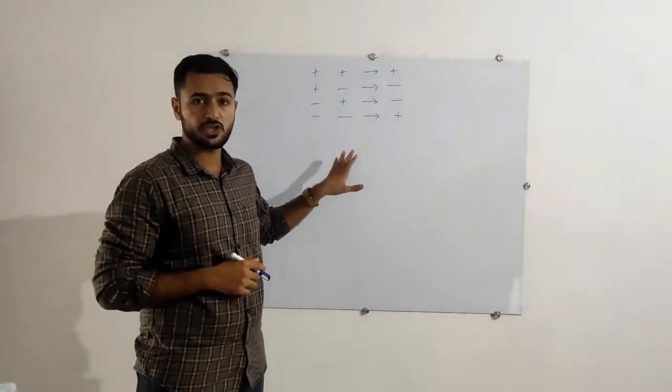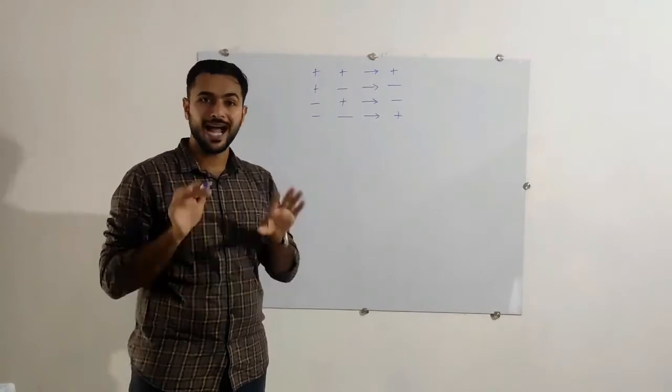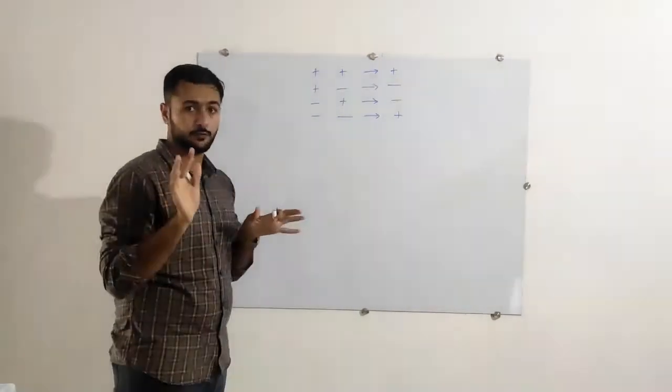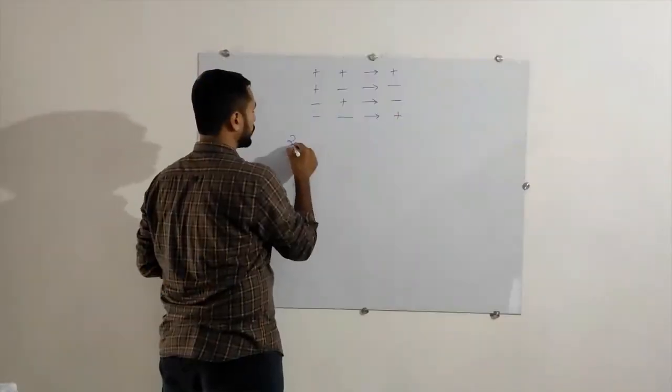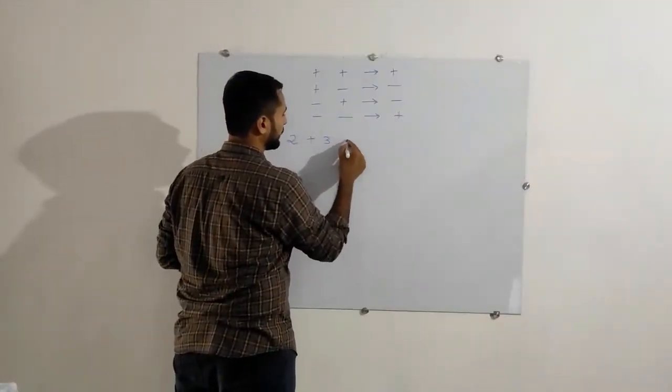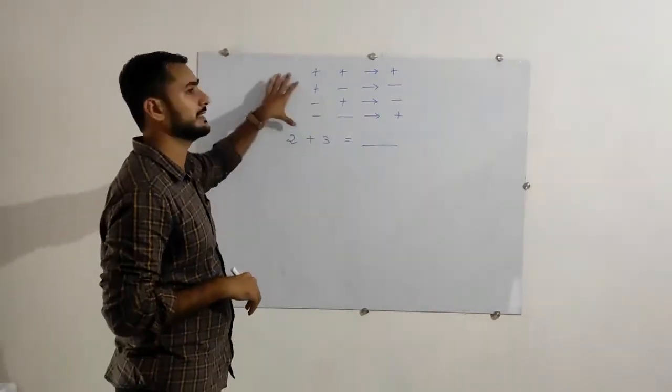Now see here for this chart, where we will use this for addition and subtraction. How will we use it? Simply, first of all, we will do it for the integers. Suppose I am doing 2 plus 3, and what's the answer? If I want to give the answer, first of all, I will see this chart.